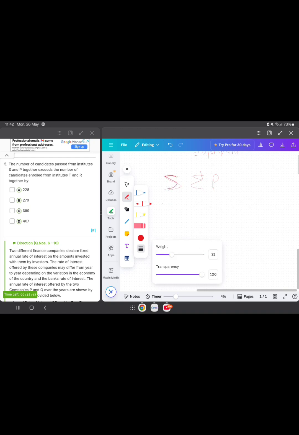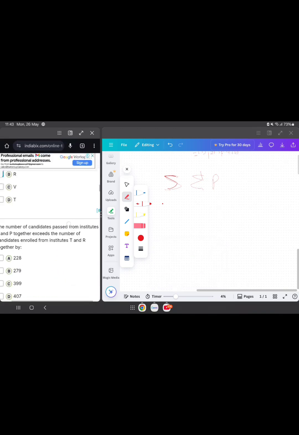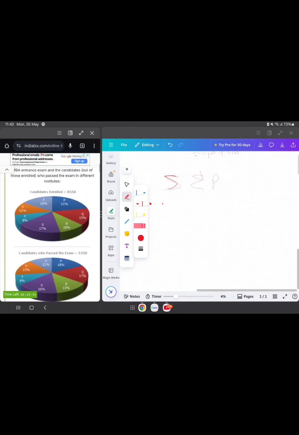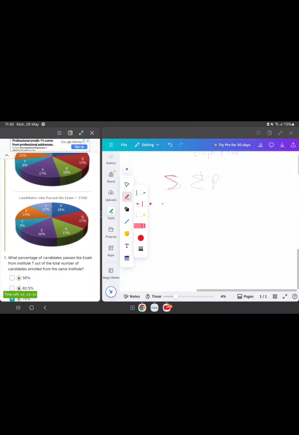okay, so I just want to increase the size of my pen. Okay, for S and P, those who passed, we've got 0.16 times, okay, plus, sorry, 0.18, all multiplied by 5,700, which gives us 1,938.